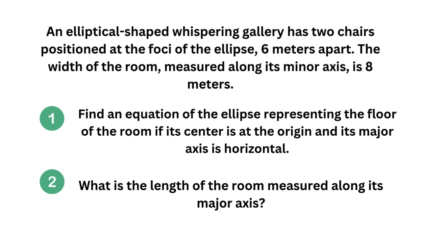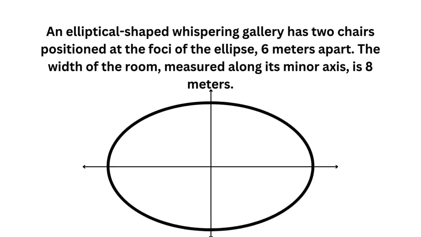All right, let's try it. It tells us with this ellipse that the major axis is horizontal and the minor axis is equal to 8 meters. So that means the minor axis must be along the y-axis. So if the minor axis is 8 meters, that means the top vertex would be (0, 4), and the bottom vertex would be (0, -4).